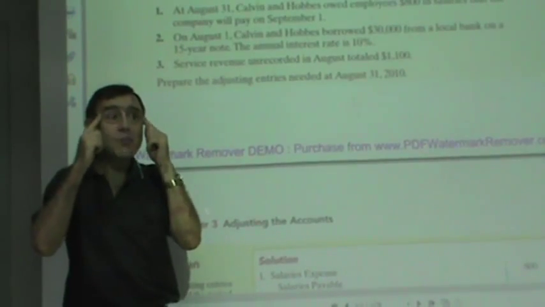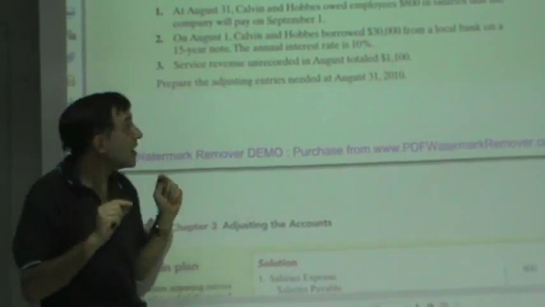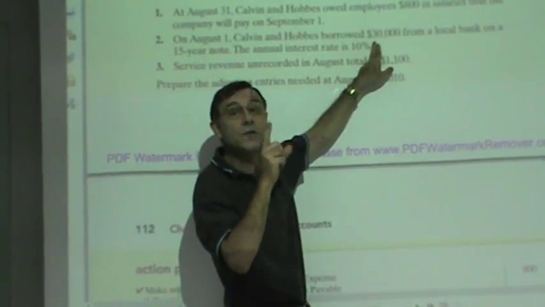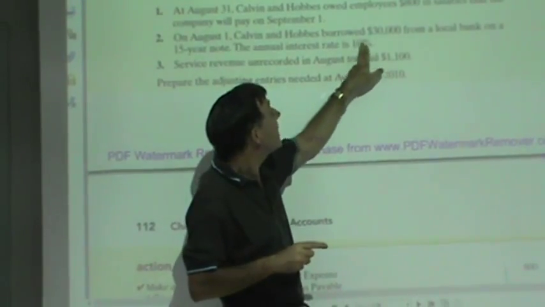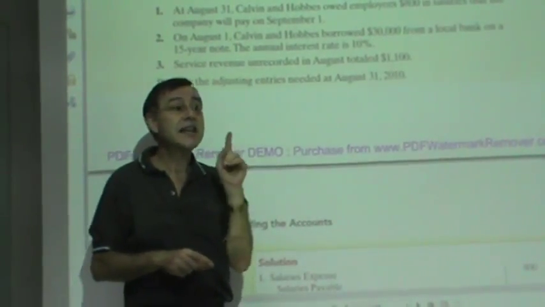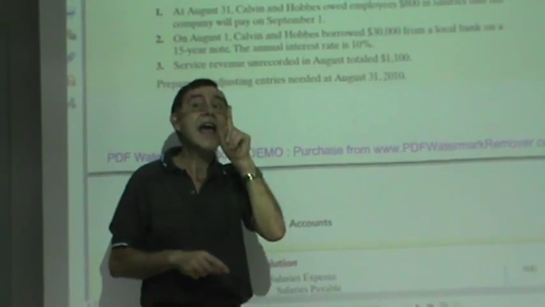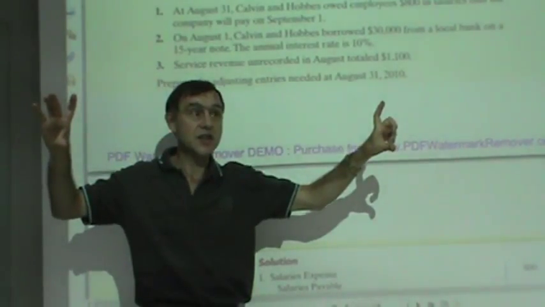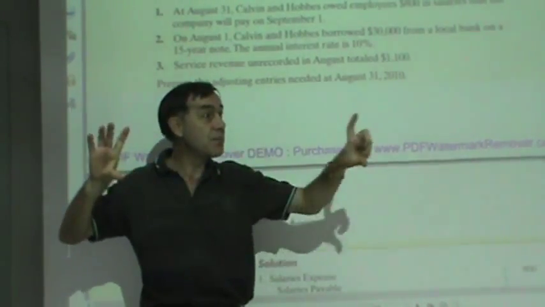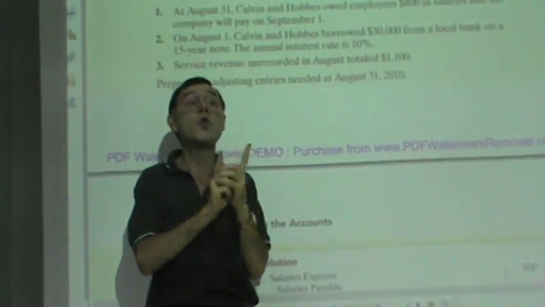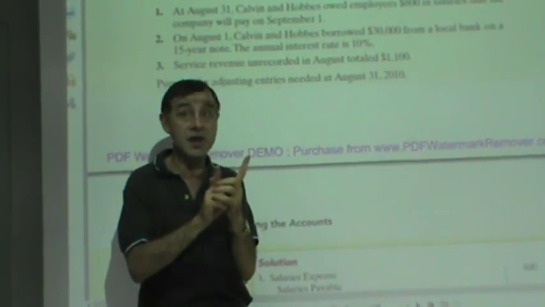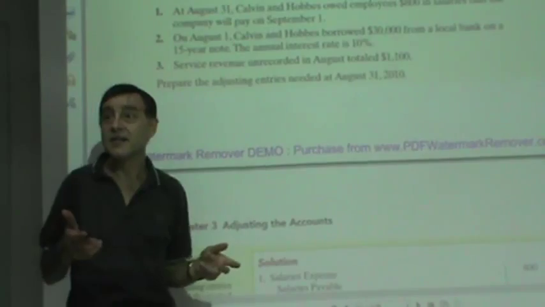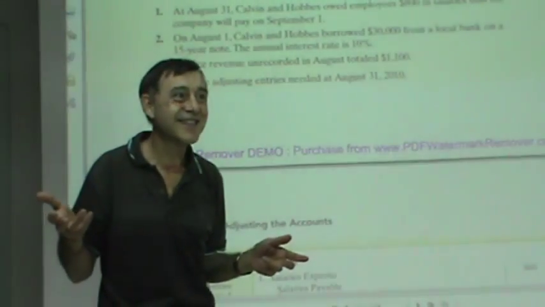At the end of the month, you have interest. And the question is, how much is the interest? Interest is 10% of 30,000 for 1 full year. So 10% of 30,000 is $3,000, the annual interest. So for 1 year you pay 3,000. Well, now, if for 1 year you pay 3,000, how much is interest for 1 month? You divide 3,000 by 12, and it's going to be 250.